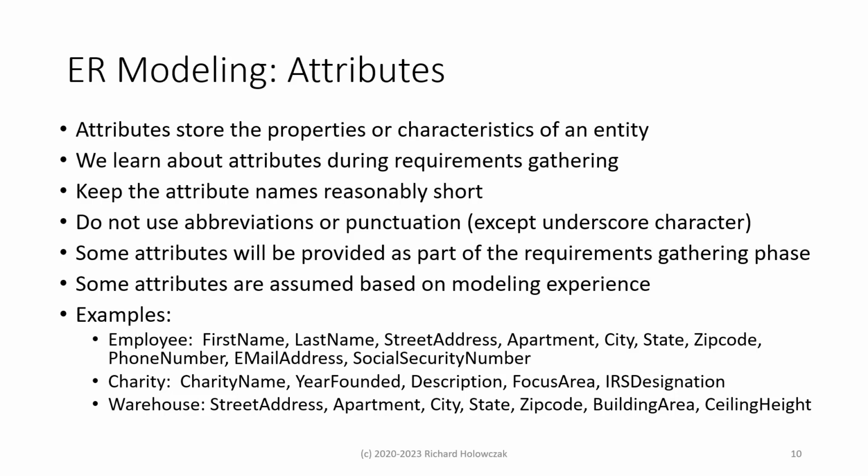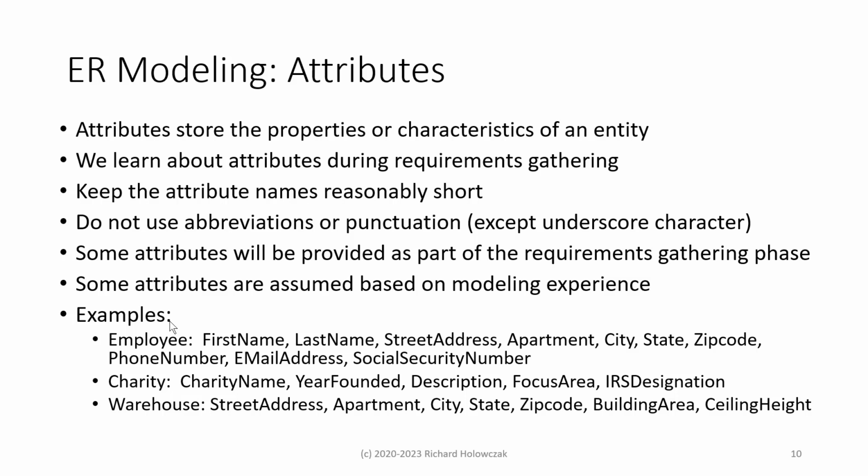So here's an example. Imagine we have an employee entity. The attributes that will go with this include the first and last name, their street address, apartment, city, state, zip code, phone number, email address, and social security number. You can see that these attributes describe the properties or characteristics of an employee. We might ask, what is this employee's email address? Or we want to mail the employee a paycheck. What's their street address, apartment, city, state, and zip code?